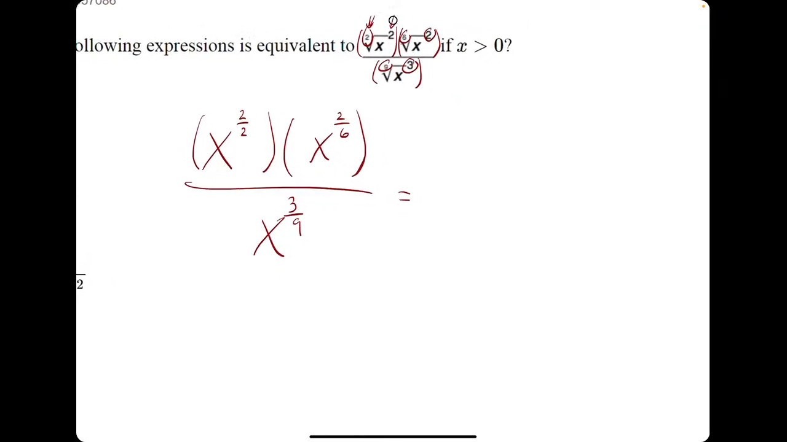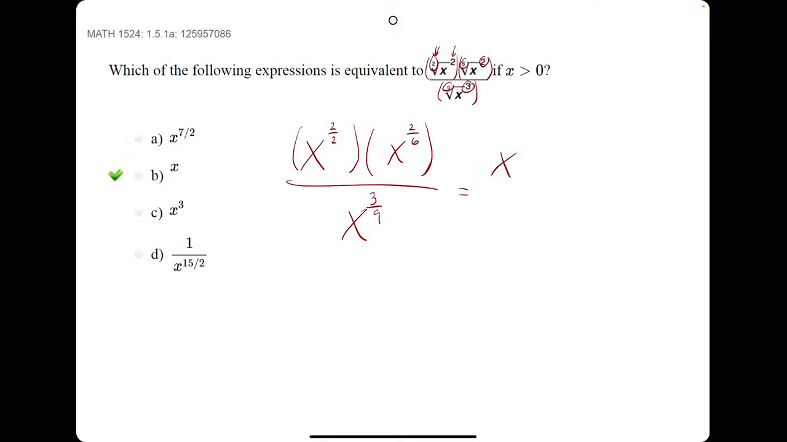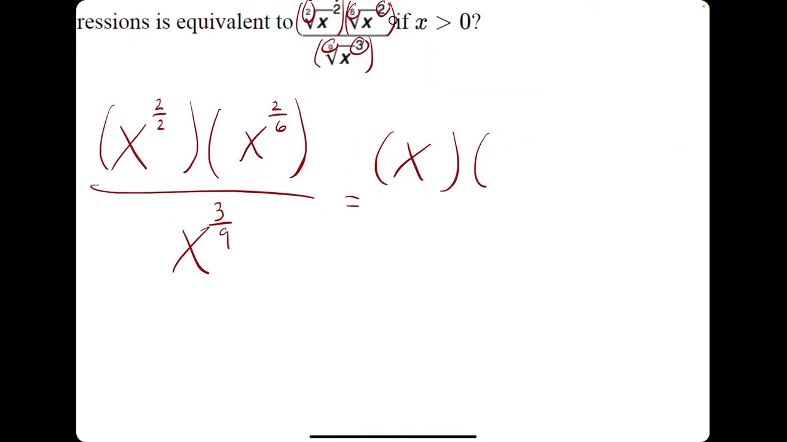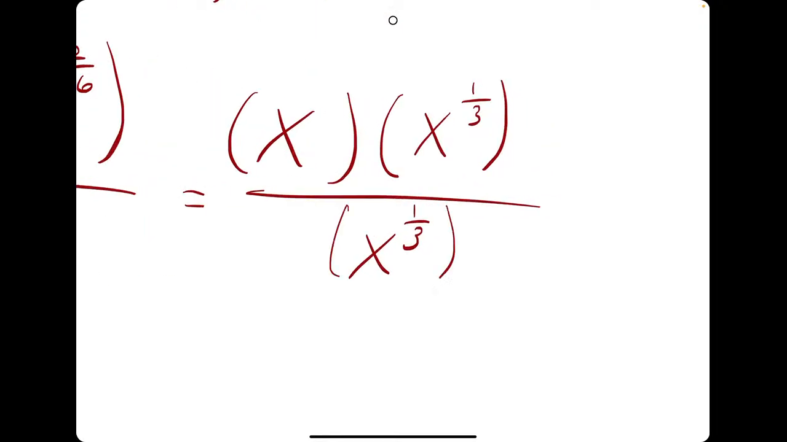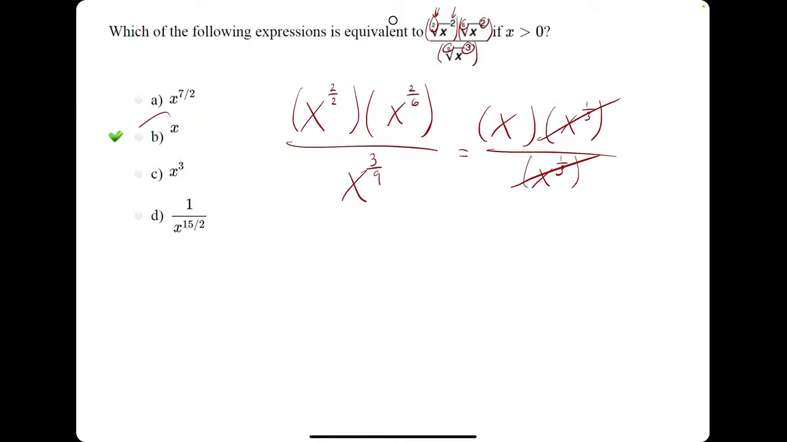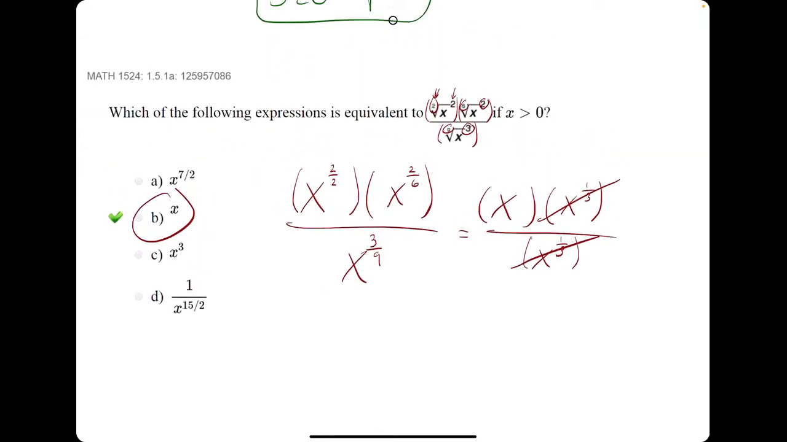Can we simplify here? X to the 2 over 2 is x to the first, which is really just x. Then we have x to the 1/3, since 2 over 6 reduces to 1/3. Then on the bottom we have x to the 3 over 9, which is also 1/3. So from a broad standpoint, we have an x to the 1/3 on top and on the bottom, and we are left with just x.